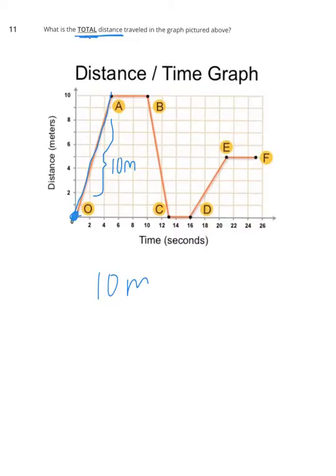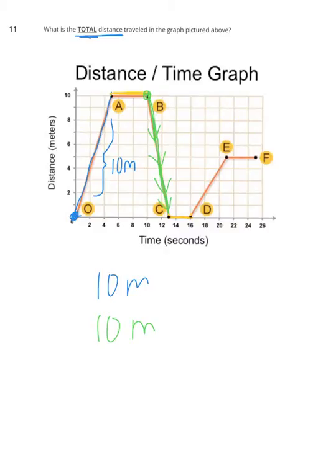Nothing happens from A to B. It doesn't cover any distance. You stay at 10. You're just at the rest position. And then from segment B to C, you're going back down to the start. You're starting at 10, and you're going to 0. Okay, so that's a distance of 10 meters that you travel. Rest some more. Distance doesn't change, just time goes by. And then we're at segment D.